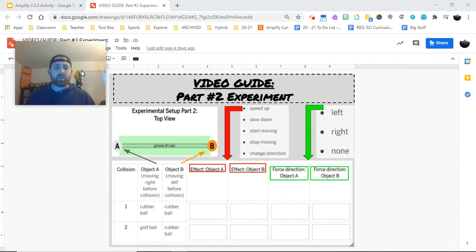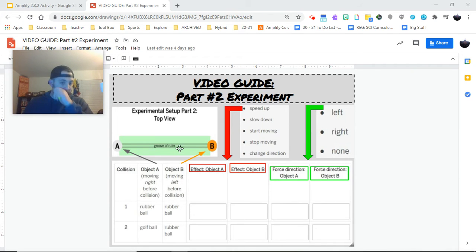So for this experiment, same idea. We're going to have a ruler, but now we're going to put both objects at either end of our ruler. And now instead of one moving and one not moving, we're going to have both of them in motion, and we're going to have them collide near the center of the ruler. So it might be the rubber ball, it might be the golf ball, that sort of thing. And when we have them collide, we are going to be collecting very similar, if not the same data as we did in the last experiment.